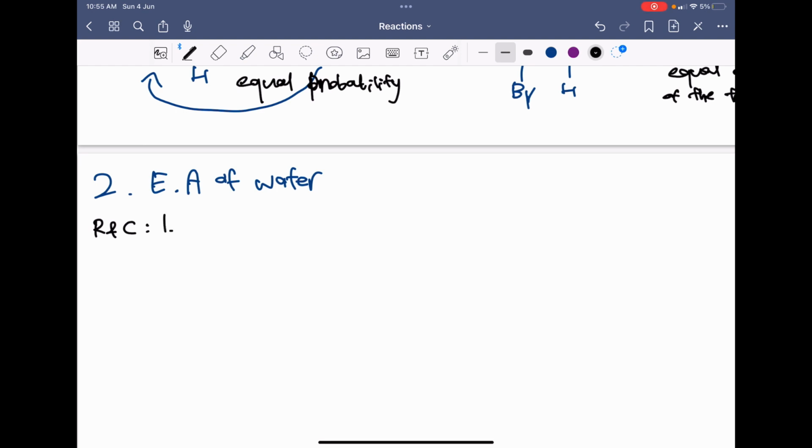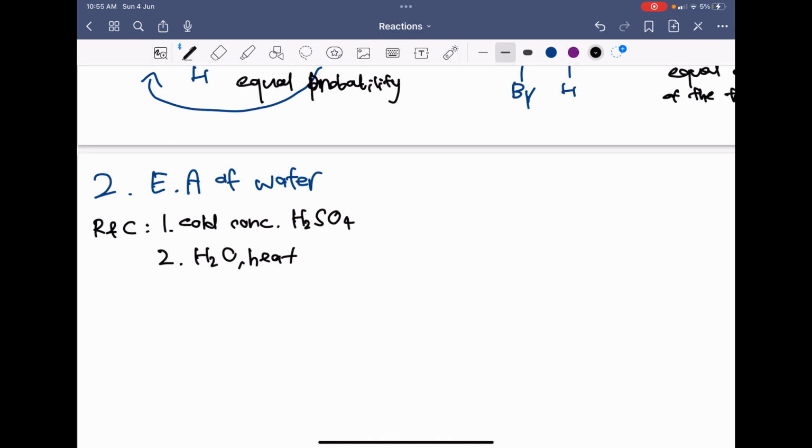Number one, cold concentrated H2SO4, and number two, H2O with heat. Now you may be wondering, why do you need two different conditions in this sense? Isn't that just really confusing? Why do you need two different conditions? Well, that's because for this whole idea, it's written a bit differently.